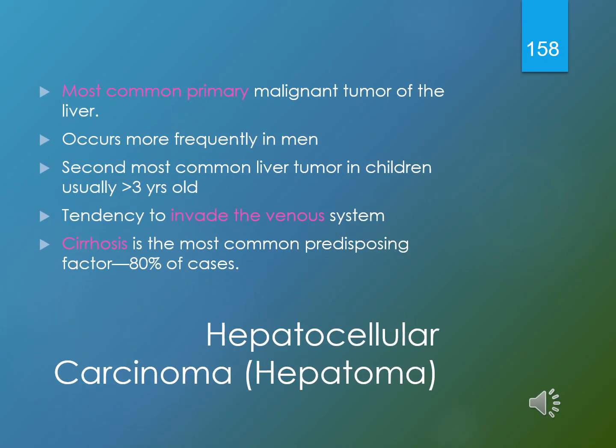Hepatocellular carcinoma, or a hepatoma, is the most common primary malignant tumor of the liver. The most common malignancy in the liver is METs, but the most common primary malignant tumor of the liver is hepatocellular carcinoma. It occurs more frequently in men. It's the second most common liver tumor in children, usually over 3 years old. It has a tendency to invade the venous system, and cirrhosis is the most common predisposing factor, 80% of cases.